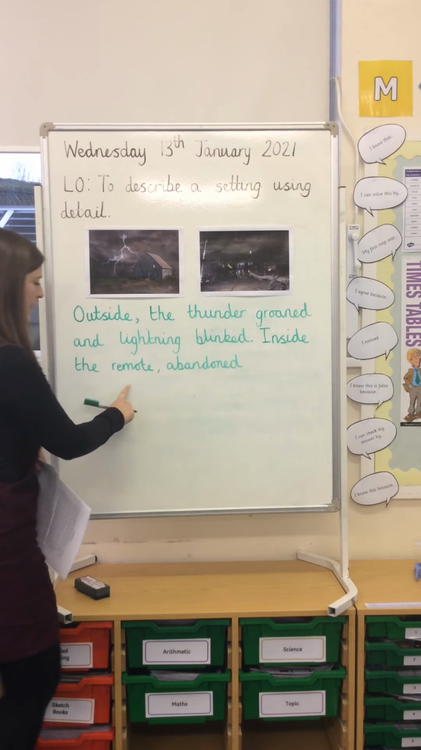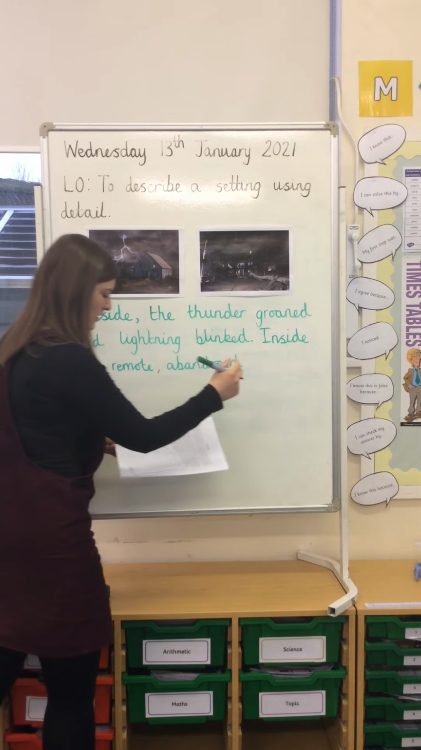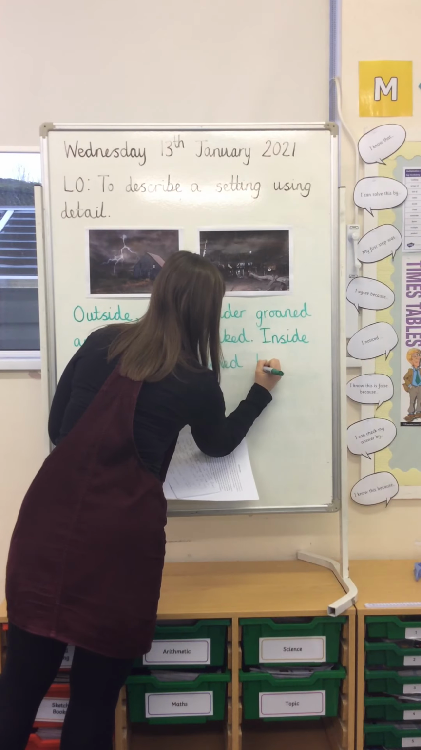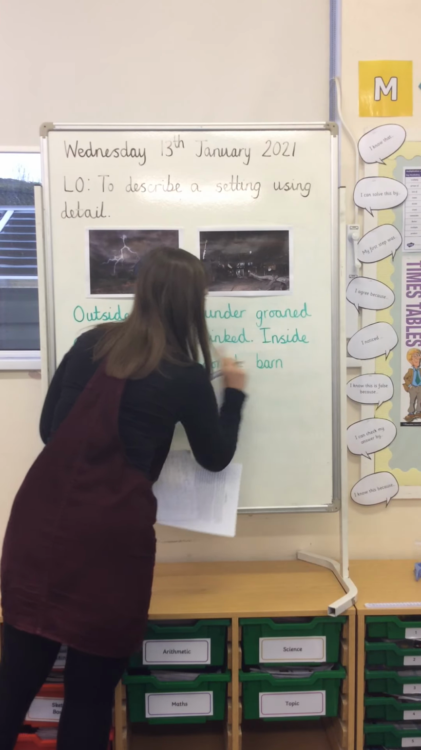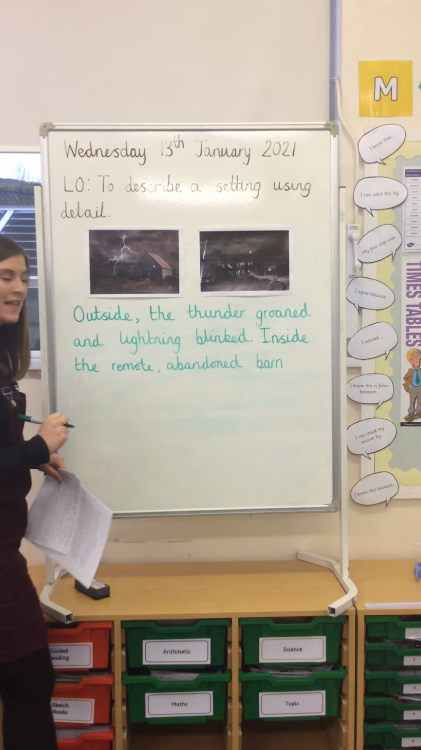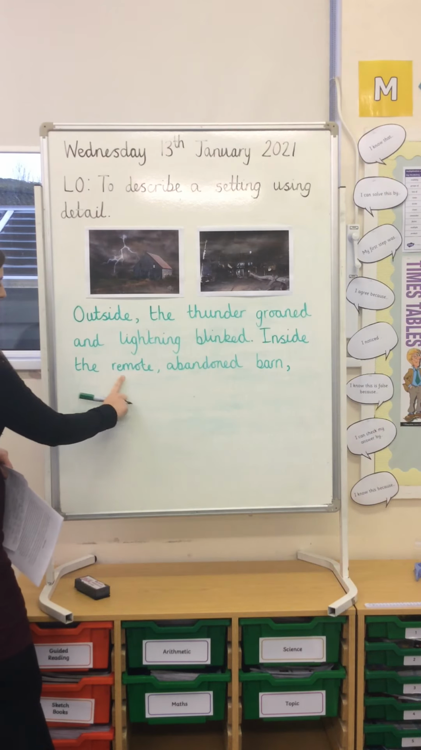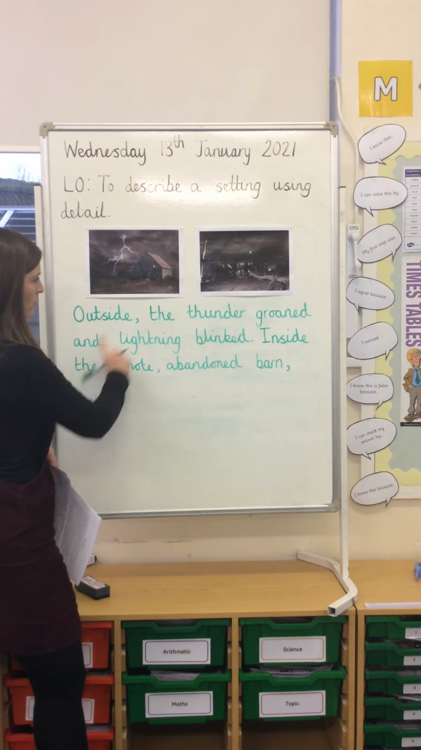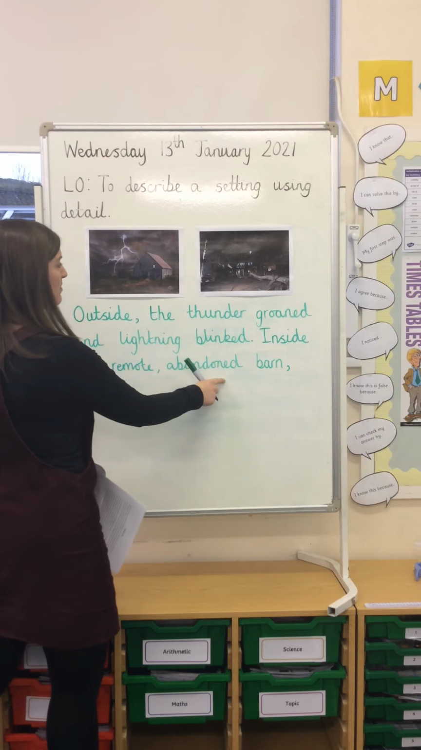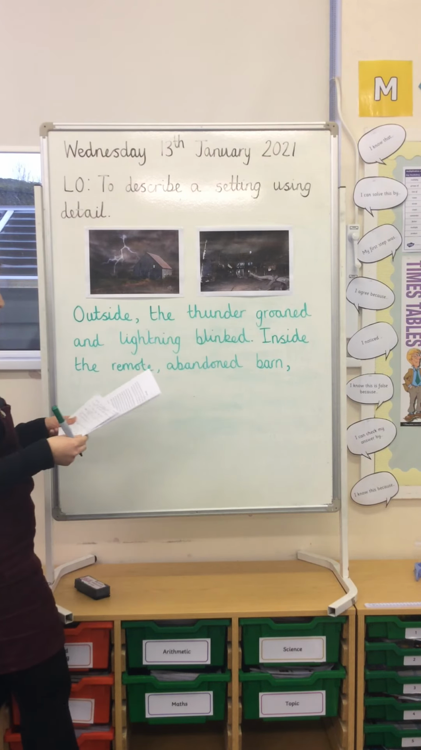So inside the remote, abandoned barn. Remember, all of that is my sentence opener, so I'm going to be putting a comma after that. So inside the remote, abandoned. Remote meaning there's nothing around it. Abandoned meaning nobody lives there anymore or uses it. Barn.